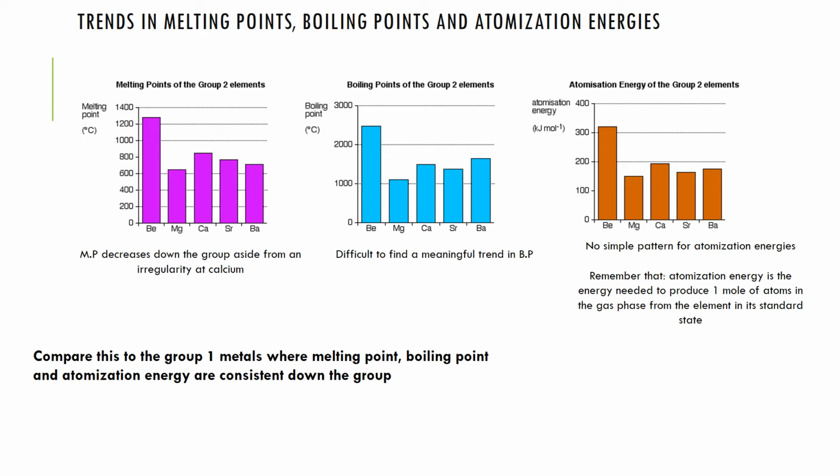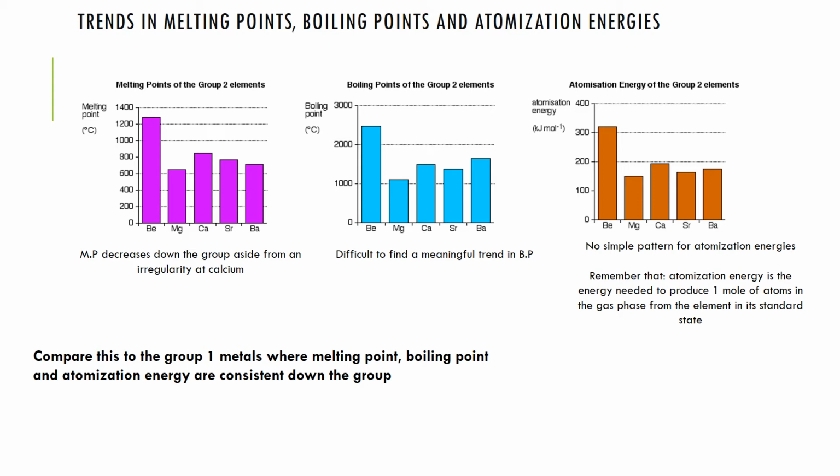But what I really want to get onto is a consideration of the melting point, the boiling point, and the atomization energy of the group 2 metals. Because if you look at these graphs, you can see that the trends aren't really there. There's a broad decrease in melting point as you go down the group, but there's a strange irregularity between magnesium and calcium. It's very difficult to find any kind of meaningful trend in the boiling point as you move down the group. And again, there's no real pattern where atomization energy is concerned.